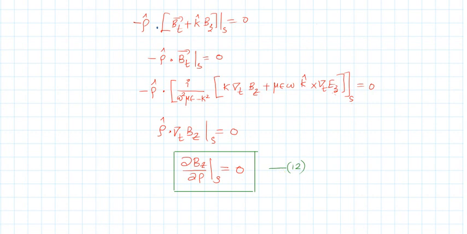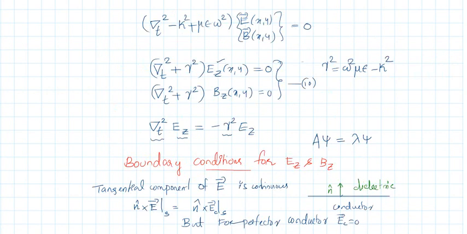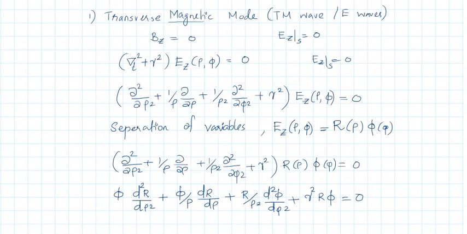Now we are ready for solving the problem. We already have this wave equation. We already have the boundary conditions. So next aim is we will consider two different cases. Since the boundary conditions are in different form, one is Ez at surface is 0, the other one is derivative of Bz at surface is 0. So we will treat it as separate cases.